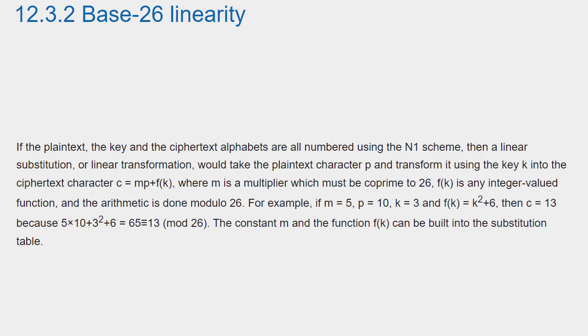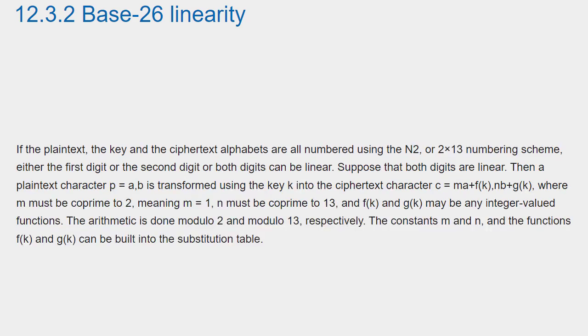For example, if M = 5, P = 10, K = 3, and F(K) = K² + 6, then C = 13, because 5 × 10 + 3² + 6 = 65, which is congruent with 13 mod 26. The constant M and the function F(K) can be built into the substitution table.